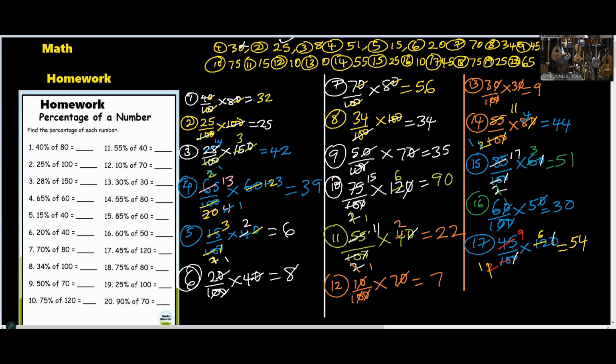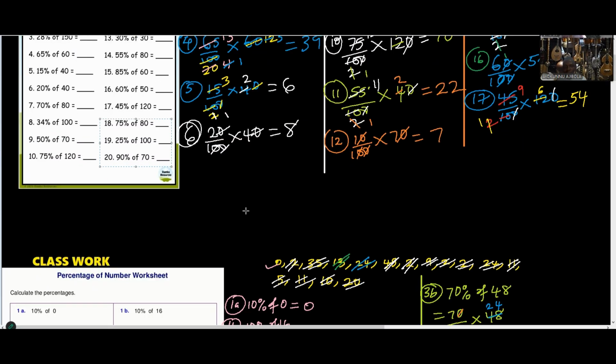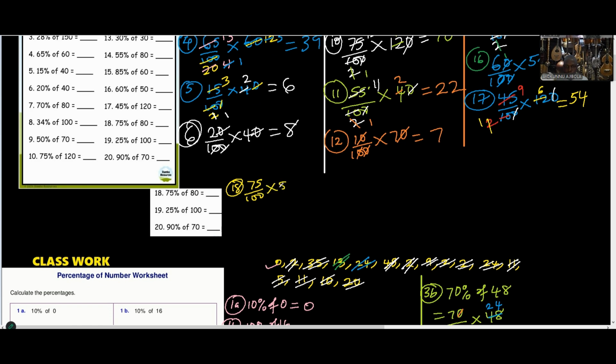So 3 more questions remain to go, that is from number 18, 19, and 20. We can just try to fix it at the bottom here. So for number 18, what do we have? We have 75% of 80.